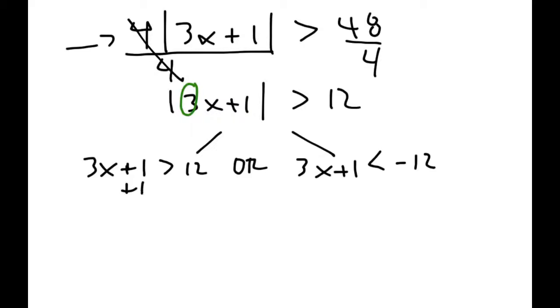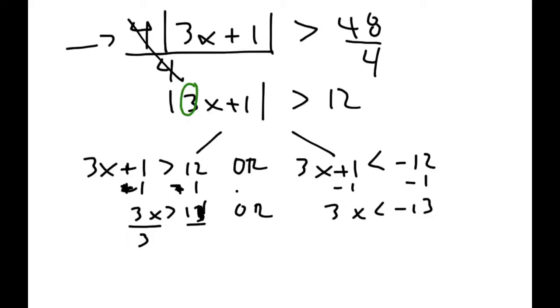All right, so it's going to be two steps. I'm going to add 1 to both sides. 3x is greater than 13. And that's going to be or in between. I'm going to subtract 1 on both sides. That's what I just did wrong. I'm sorry. Let me go back. I should have subtracted 1 right there. I knew something didn't look right. 12 minus 1 is 11. Subtract 1 over here. 3x is less than negative 13.